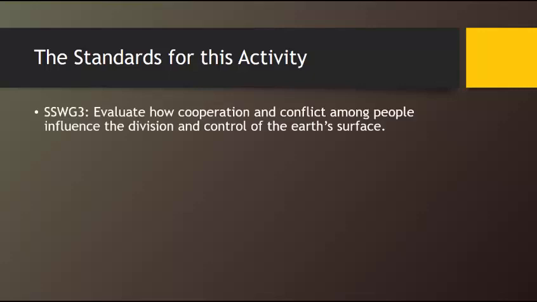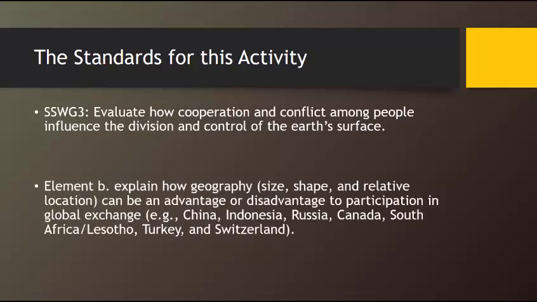The standards for this activity include Social Studies World Geography 3, which reads, evaluate how cooperation and conflict among people influence the division and control of the Earth's surface. And Element B, which reads, explain how geography (size, shape, and relative location) can be an advantage or disadvantage to participation in global exchange.